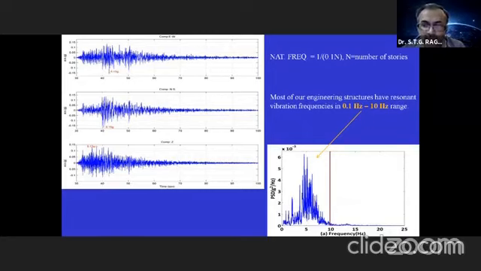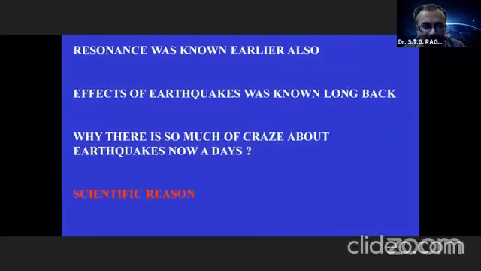Suppose earthquake frequencies were not in the 0.1 to 10 hertz range, and were in some other range. Then we wouldn't need to worry about earthquakes at all in our design. Some of these concepts are very well established. It was known earlier also, and the effects were also known.